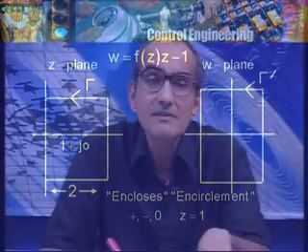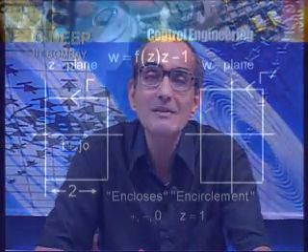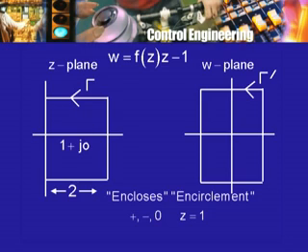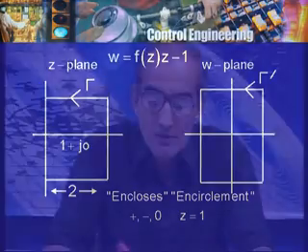Whereas for encloses there is nothing like 2 times or 3 times. This point 1 plus j0 is enclosed by this contour gamma. Of course, gamma does encircle it once, if traversed this way. If I traverse it in the opposite direction, it will encircle it minus once. So encloses is what matters here.